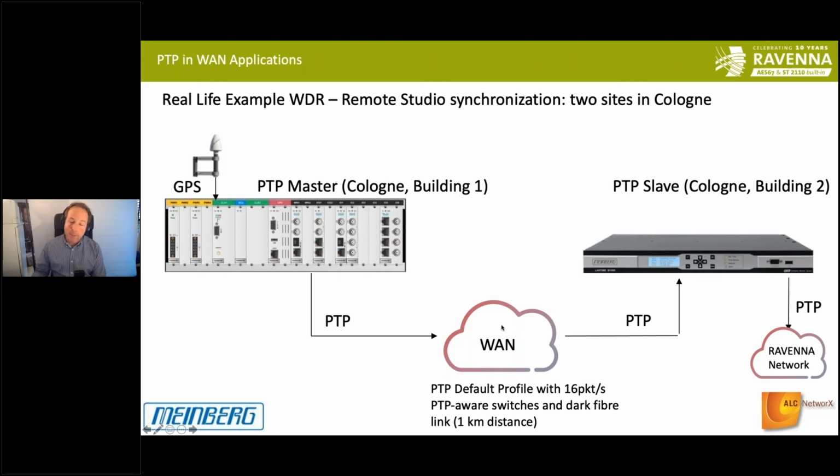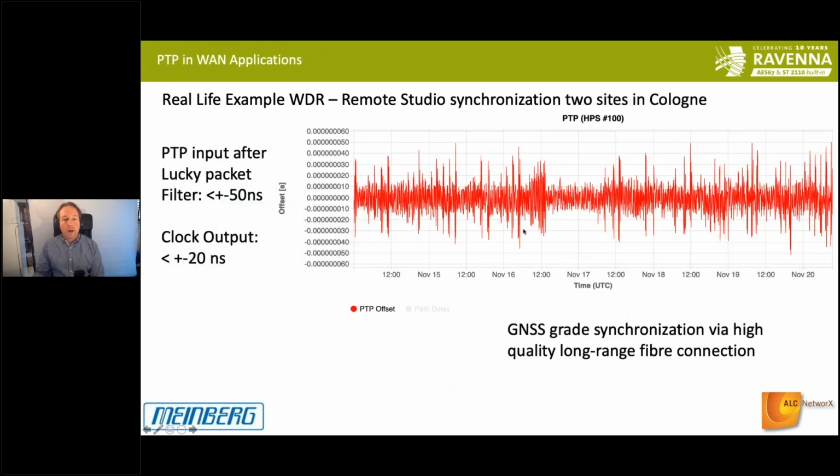This PTP core ring, which is available all over the state, has used a default profile with 16 packets per second, because 16 packets per second is something that we recommend as a minimum to make use of this lucky packet filtering algorithm. And PTP-aware switches were used here in this scenario. So what you have here at the slave node is an offset variation of just about ±50 nanoseconds in total, which leads to a clock output locally for the local slaves of 20 nanoseconds. So this is a kind of GPS-grade synchronization that you can achieve here via that high quality long range fiber connection. But what about a situation where you have a longer distance?